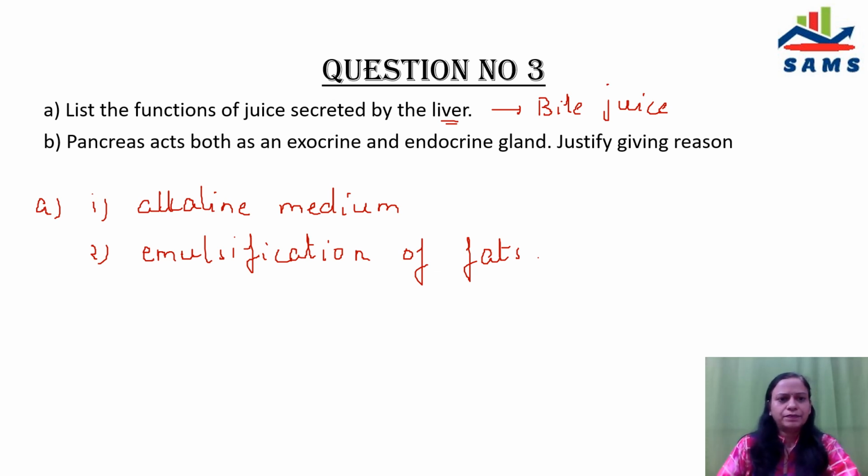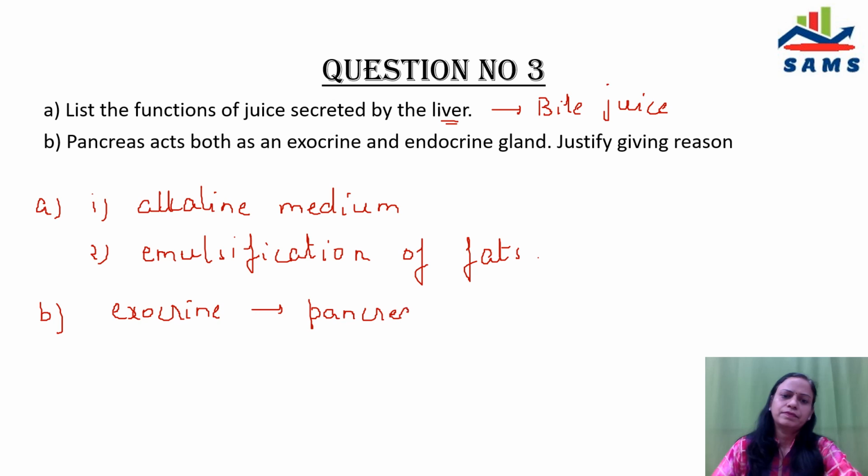And for the second part, pancreas acts both as an exocrine and an endocrine gland. You have to justify giving reason. So what is an exocrine gland? An exocrine gland is a gland which secretes its secretions directly at the place of action. So the pancreatic juices are secreted by the pancreas, which contain the digestive enzymes like trypsin and pancreatic amylase. So that makes it an exocrine gland because the secretion is directly being released on the food. And endocrine gland because it secretes insulin, which is a hormone.